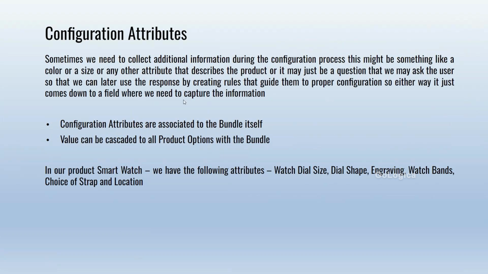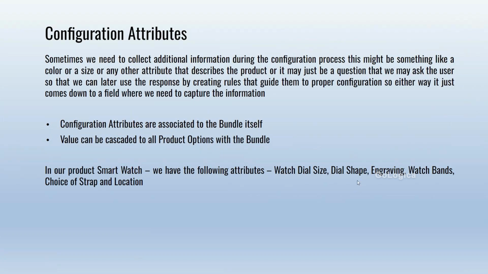So what it says is, when we are creating a configuration attribute, it is associated to the bundle itself and can be cascaded to the product options as well. So the smartwatch product which we are seeing, we will see that there are a couple of attributes related to it, like the watch dial size. So dial size can be small, big, large. I have differentiated based on inches. So it is 1 inch, 2 inch, 3 inch, and so on and so forth.